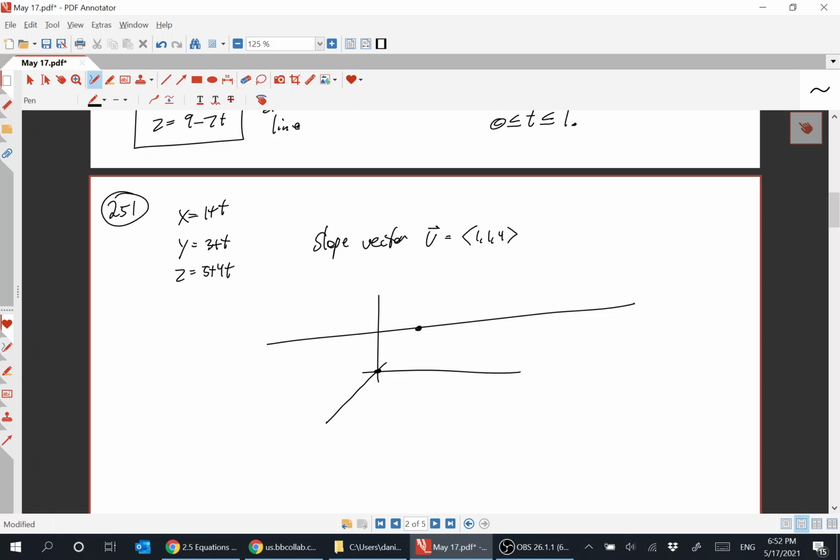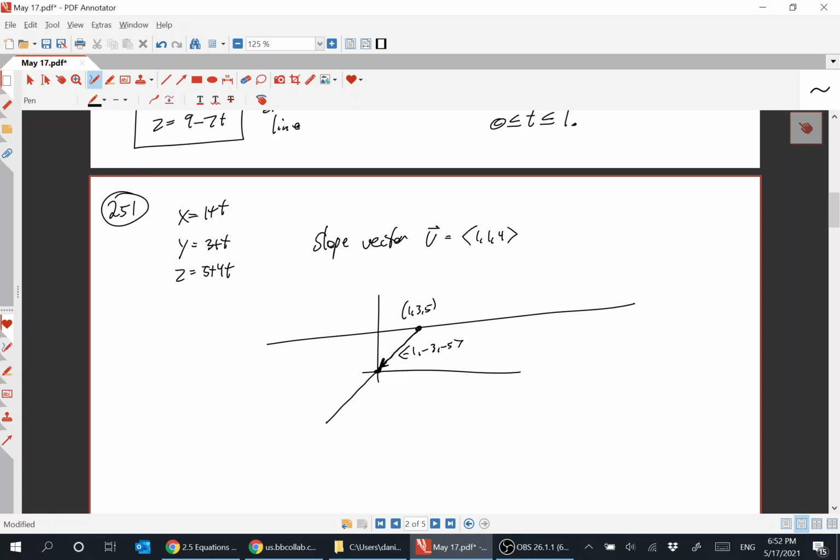All right, now I need some point on the line to get started. So somebody have a point on the line I might use? I use the point 1, 3, 5. Sure, 1, 3, 5. Okay, so right here is going to be the vector pointing back to the origin, minus 1, minus 3, minus 5.